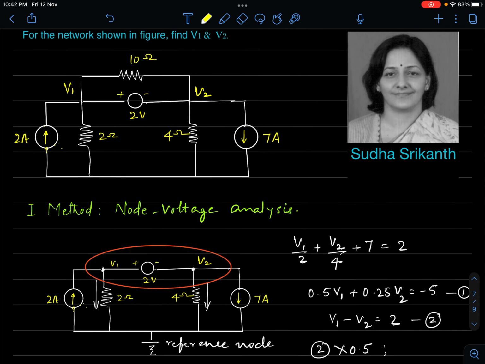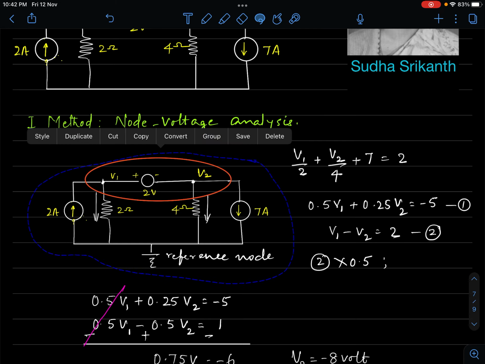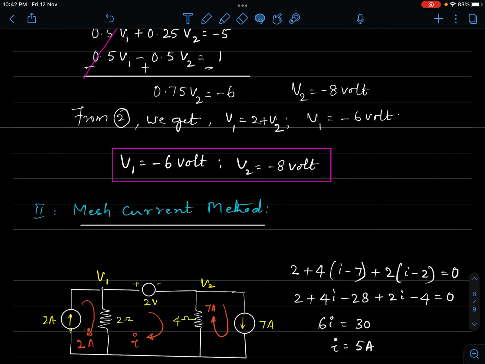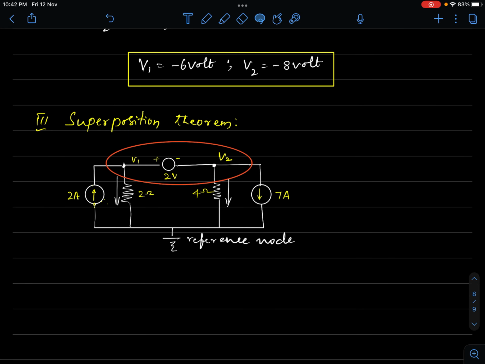I'll copy the figure, perhaps this one, and paste it here. We'll remove this supernode structure. I'll remove this current also.